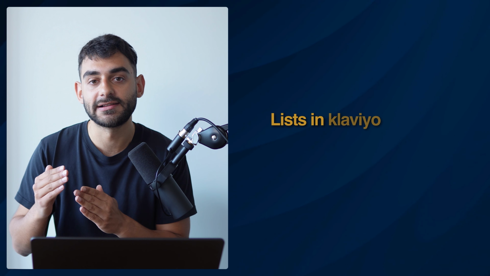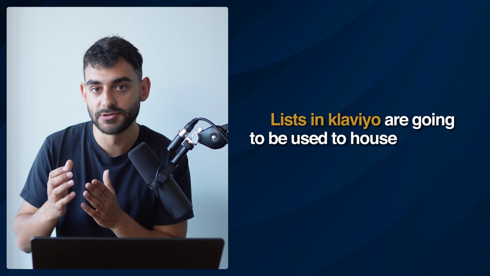So lists in Klaviyo are going to be used to house new email subscribers. So every time someone subscribes to your list, you need a list for them to go into. You want to have one main email list where all of your new subscribers that sign up organically, which means either through a pop-up form, an embedded form, or checkout, are going to go into one master email list. And then you want to have a master SMS list as well.